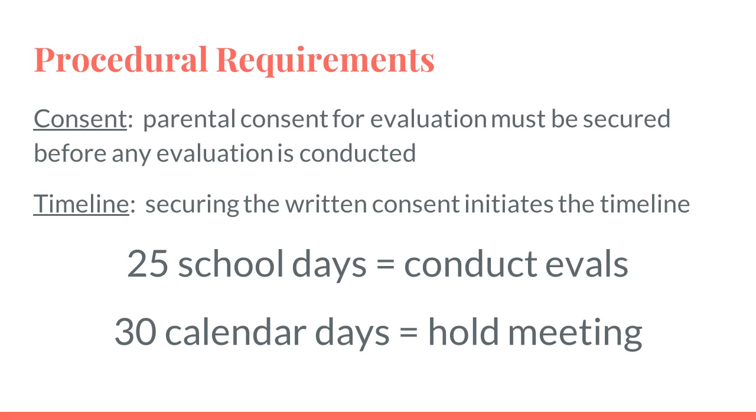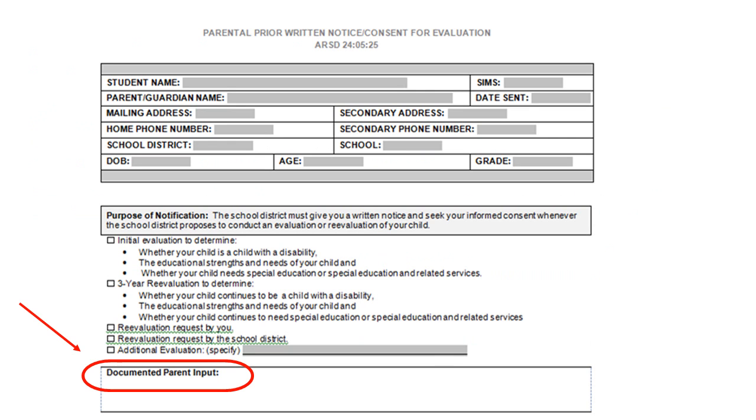And then, starting on that 26th day, you have 30 calendar days to hold your meeting of determining eligibility and developing an IEP. And we'll go more into that later.